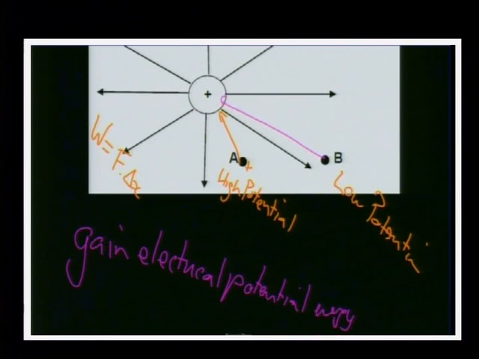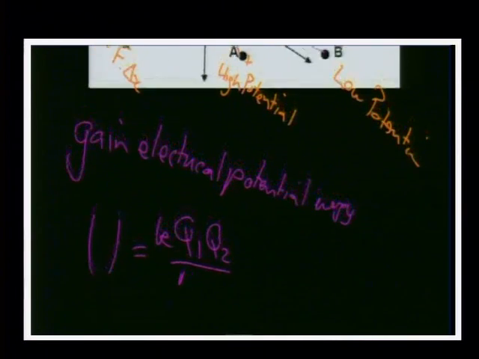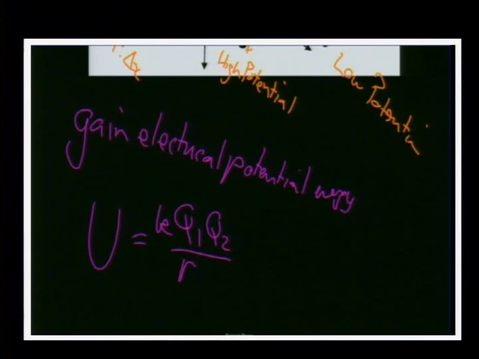Now, there is a symbol for this. We say that U is the symbol for electrical potential. And we define U in a strange way, but it's simply this. We say it's k Q1 Q2 over r, not over r squared. And the reason for that is because you are doing work on it. It's the force times the distance that you've got to move it. And so it's not that strange when you think about it. It's the energy gained when you're doing work against the field.